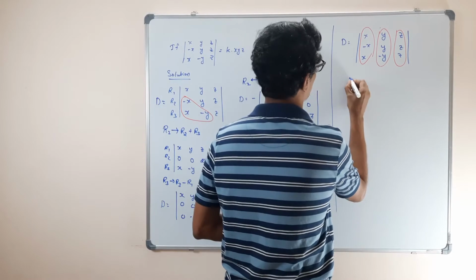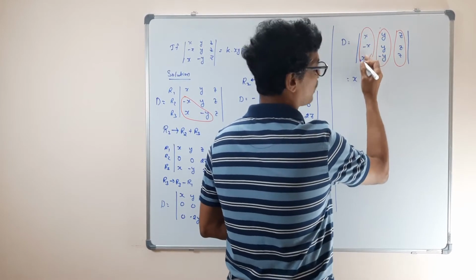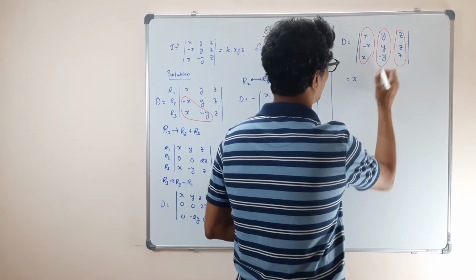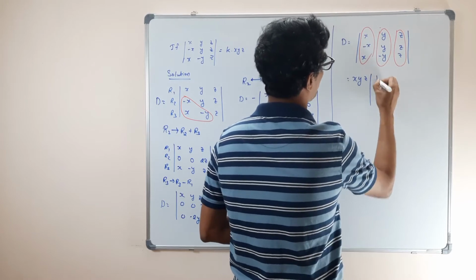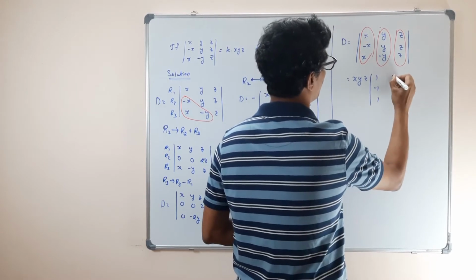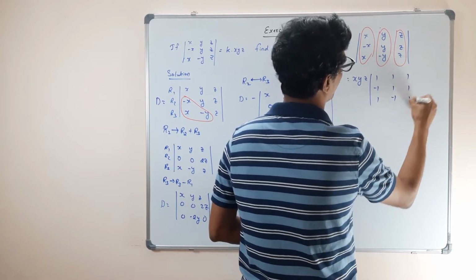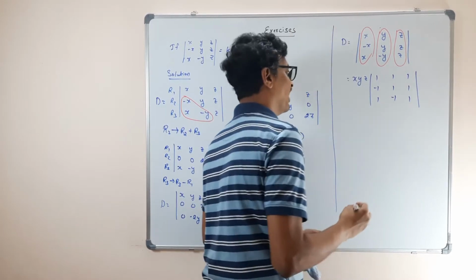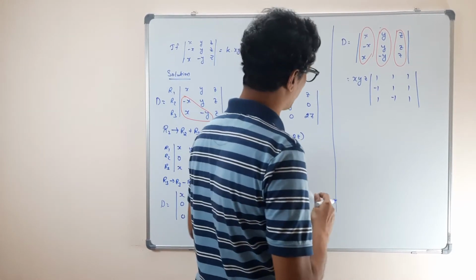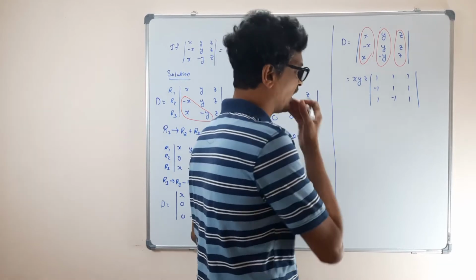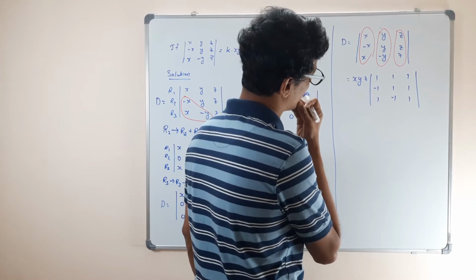So this will be what? If I take X commonly outside, this is going to become 1, minus 1, 1. And then I can take Y also, X, Y, Z, I will take commonly outside. So this becomes 1, minus 1, 1, 1, 1, minus 1, 1, 1, 1. And now you can do this determinant also. Is there any other way you can straight away do it?